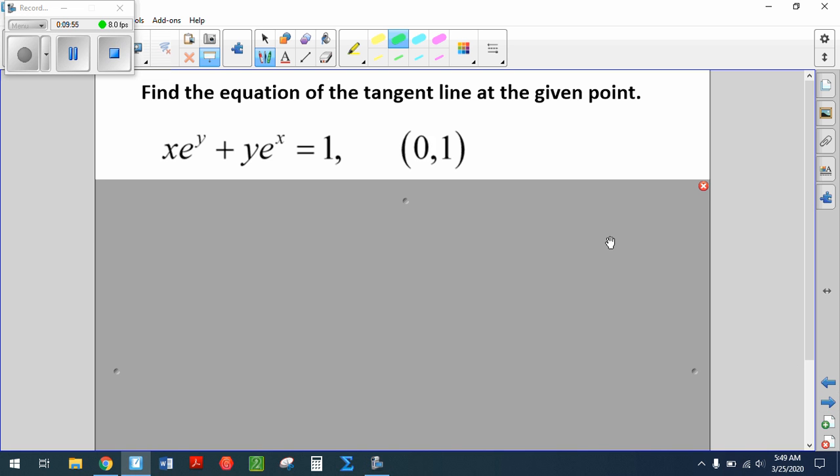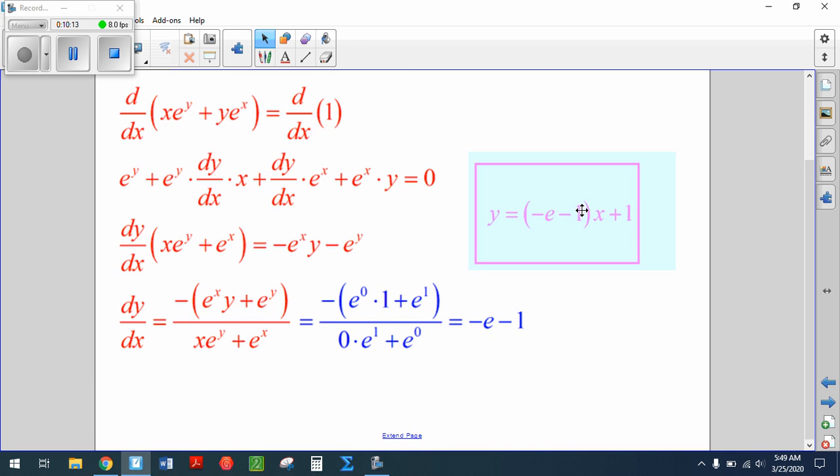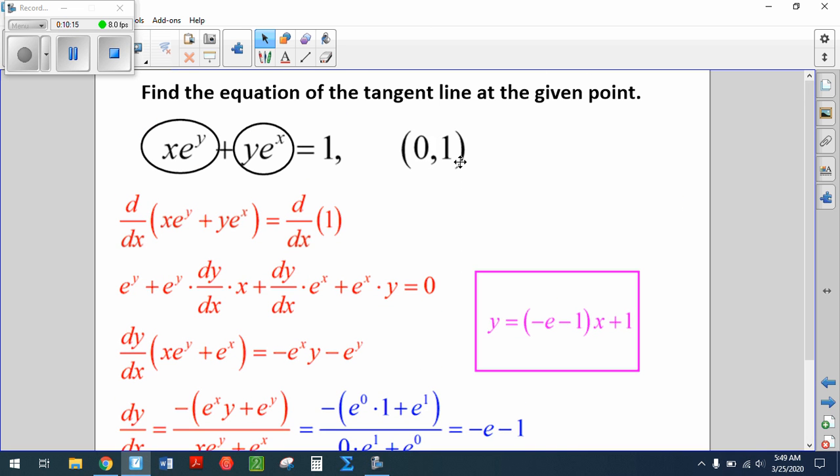This is the same type of problem using implicit differentiation. You're going to have to do that product rule twice. You're going to have a product rule for this and a product rule for this second part. And then they have you go through the whole process of coming up with the tangent line. So you can work that out.